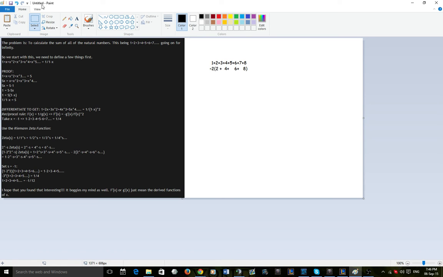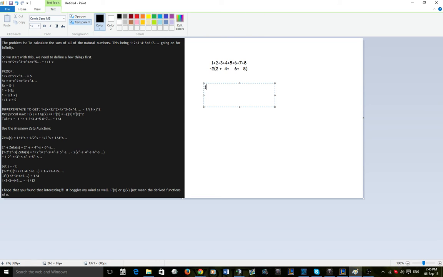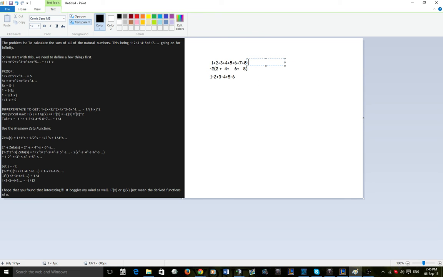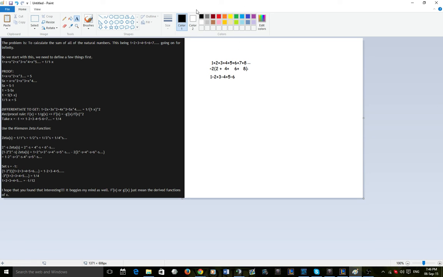So you can just write that as 1 take 2 plus 3 take 4 plus 5 take 6, because it's subtracting 2 of it. And since it's an infinite sequence, it goes on to infinity, dot dot dot. So you're able to do that.